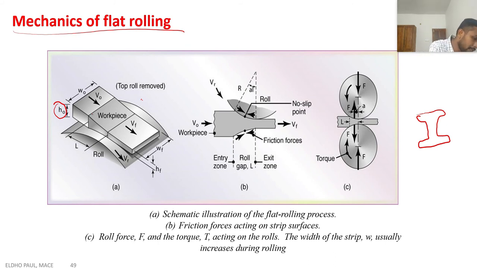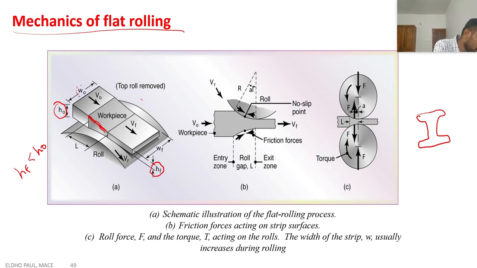After deformation, this is the area of deformation. After deformation, we can see the final thickness of the product is HF. So that HF is less than H0.